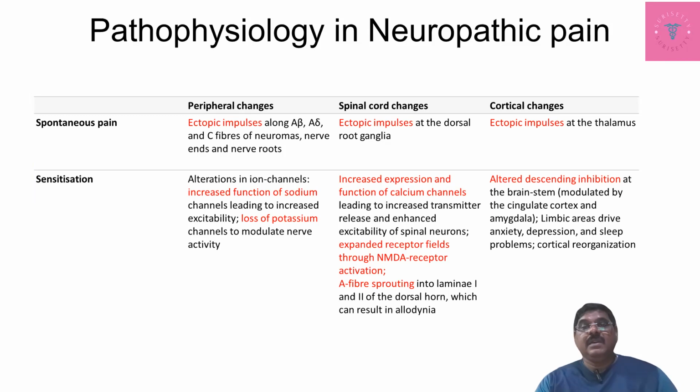At the cortical level, ectopic impulses occur at the thalamus. What happened? The altered descending inhibition. Descending inhibition is an important pathway that will prevent the pain impulses from going upwards. This descending inhibitory pathway will be altered at the brainstem level and limbic areas, which leads to anxiety and depression, sleep problems. Finally, cortical reorganization occurs at the central level.